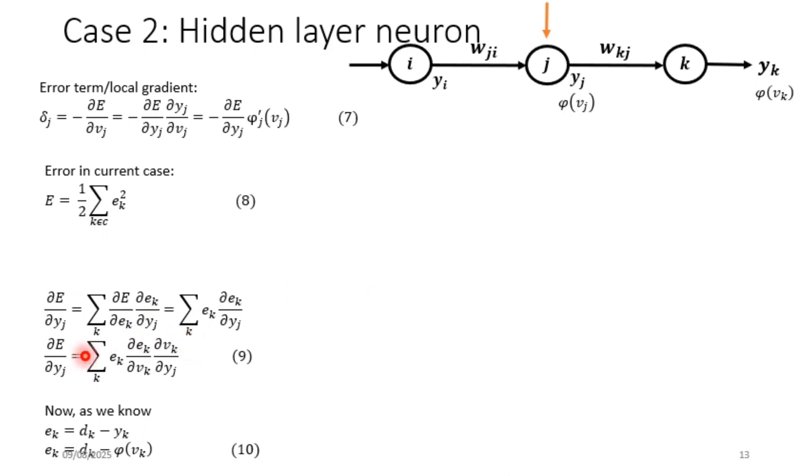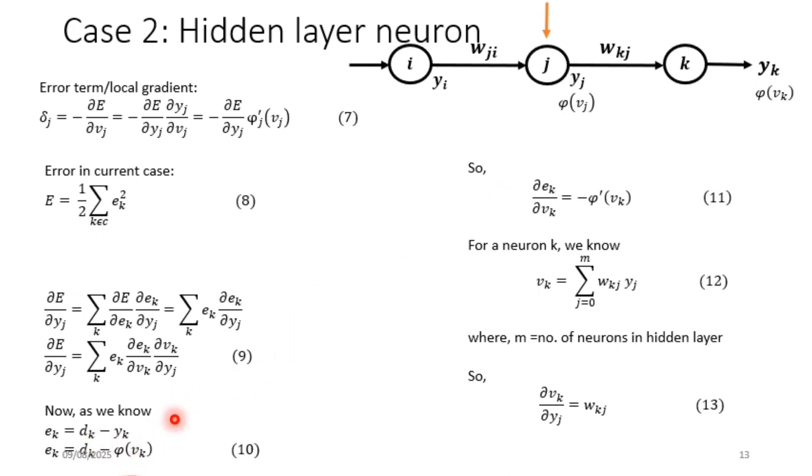And now again this can be written as derivative of ek with respect to vk and partial derivative of ek with respect to yj. Now we know that ek is equivalent to dk minus yk, where dk is the desired output and yk is the predicted output, and yk can be written as phi of vk, where phi is any activation function. So from here we can compute partial derivative of ek with respect to vk, which is minus of phi dash vk, the derivative of the activation function.